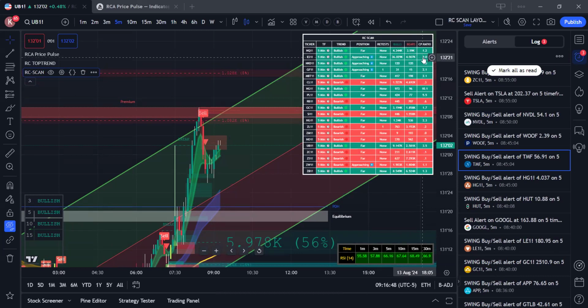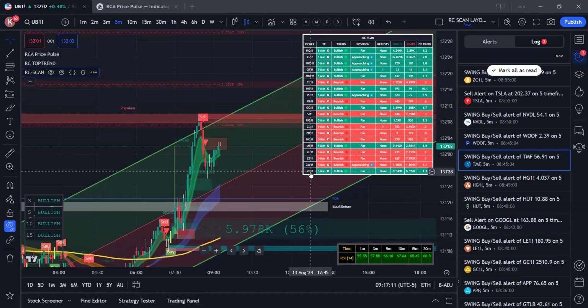Oh, yes, he is very bullish. UB is also bullish with 3.5. So UB can also move all the way till here, 32.7. If it breaks that, then it can go to 132.16. ZB is also bullish.